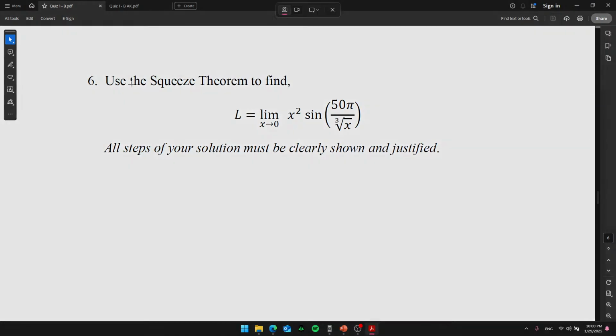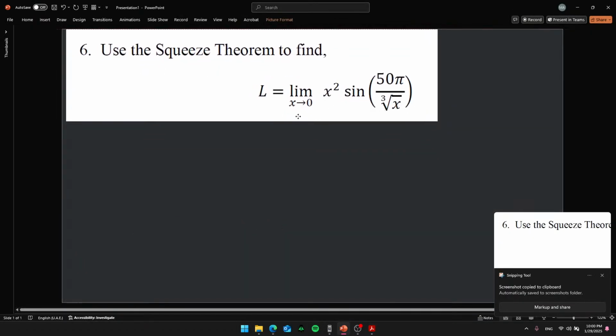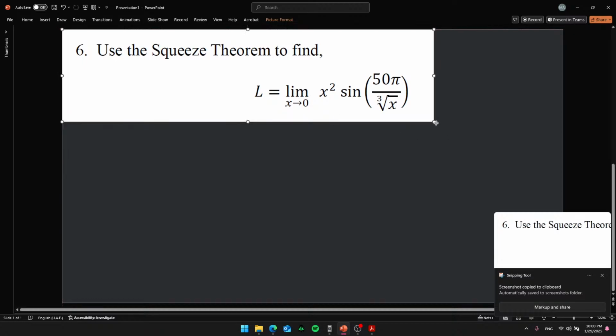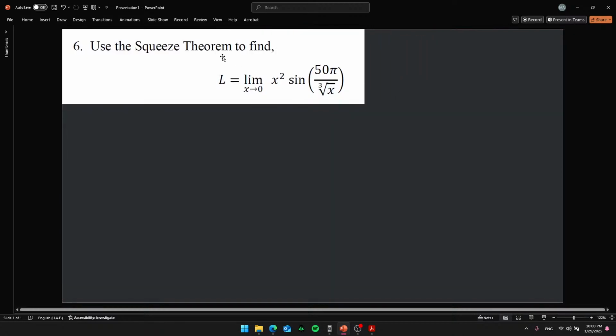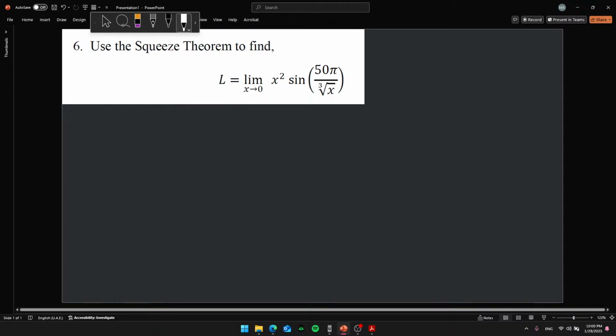Use squeeze theorem, easy. It's harder than the one before, but it should be easy. No, it's the same, 1 over x. Yeah, it's the same. So we need to look for a function that we can squeeze between two values.